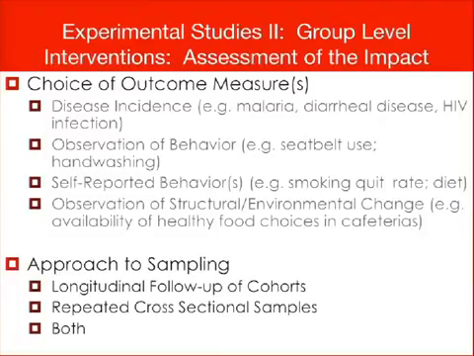Now, when we randomize groups, it's important to point out there are various outcomes we can measure. Sometimes it's the incidence of some disease or infection, like malaria or HIV infection. Sometimes it can be observation of behavior, such as seatbelt use or hand washing. The good thing about simply observing what people do is it's fairly easy, and it takes a smaller study to see if people change their behaviors.